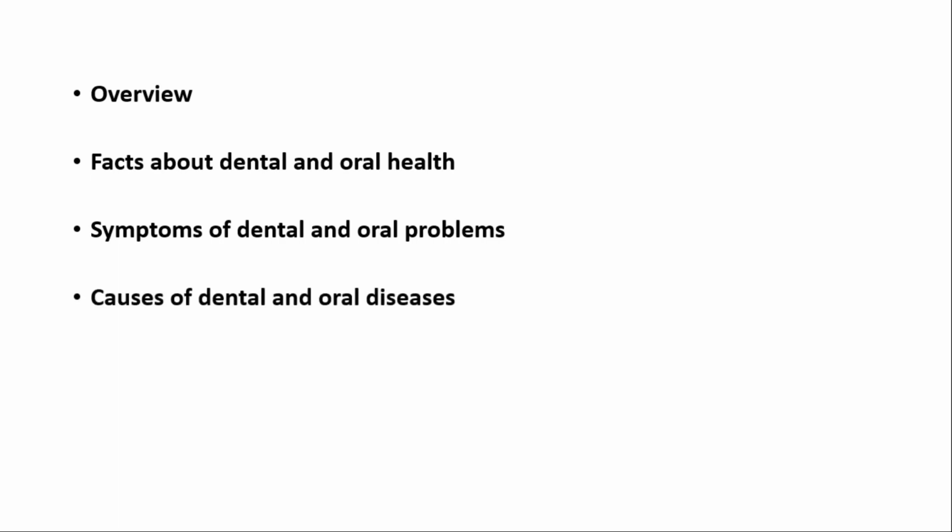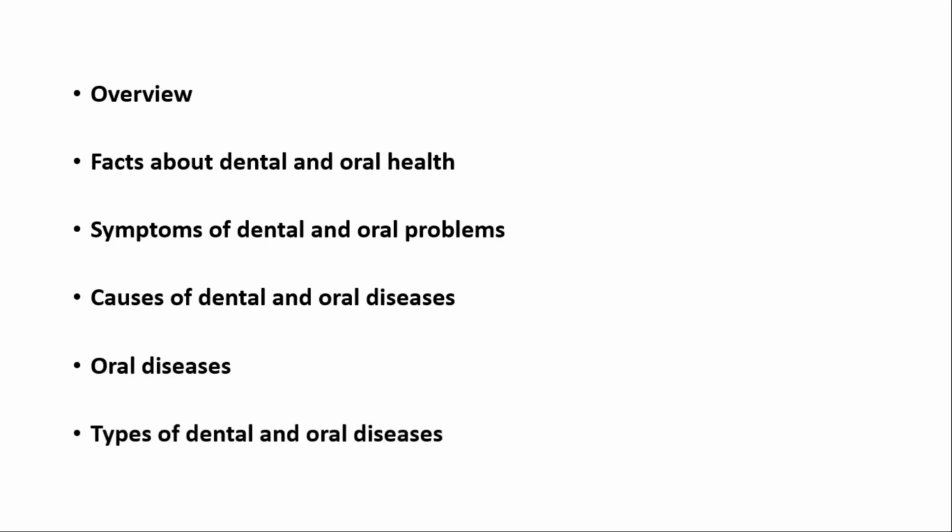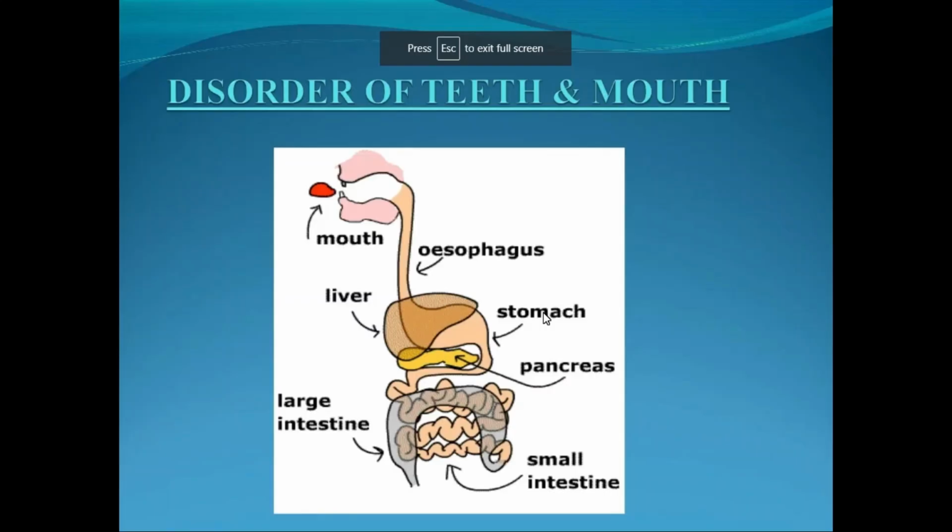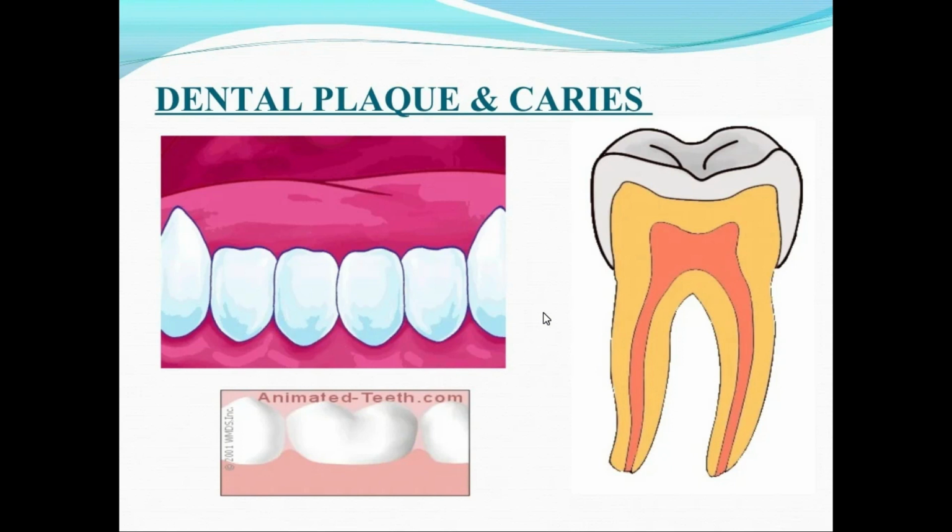What are the main causes of these problems? Let's talk about types of dental and oral diseases. If we talk about disorders of the teeth and mouth, there are dental plaque and caries. Cavities are also called caries or tooth decay. These are areas of the tooth that have been permanently damaged and may even have holes in them.